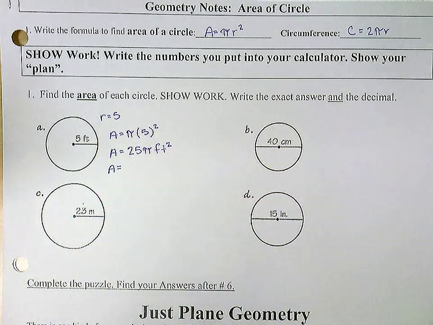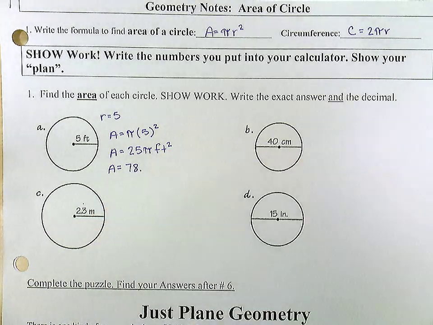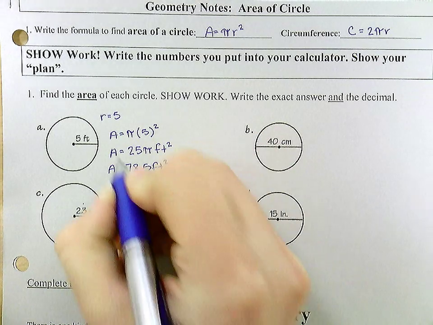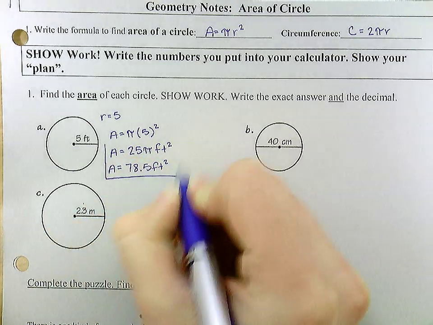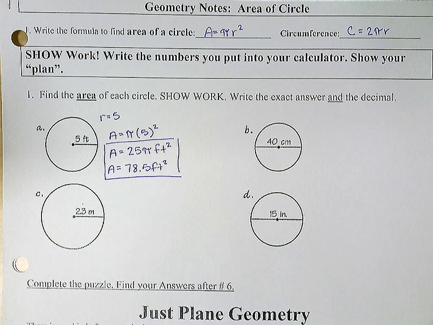Okay, so that area would be 78.5 feet squared. Okay, so here I have both my exact answer and my decimal answer. Okay, questions on letter A?